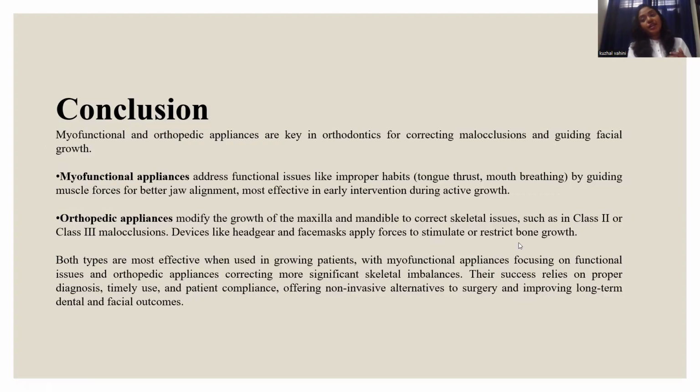So headgear and face masks play a crucial role in the restriction of the jaw growth. Both these types are most effective when used in growing patients, with myofunctional appliances focusing on the functional issues and orthopedic appliances correcting more significant skeletal imbalances. Their success relies on proper diagnosis, timely use, patient compliance, offering non-invasive alternatives to surgery, and improving long-term dental and facial outcomes.